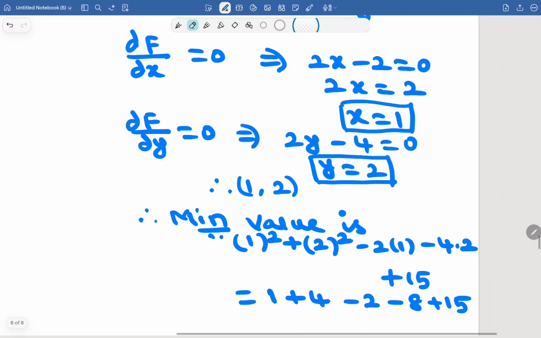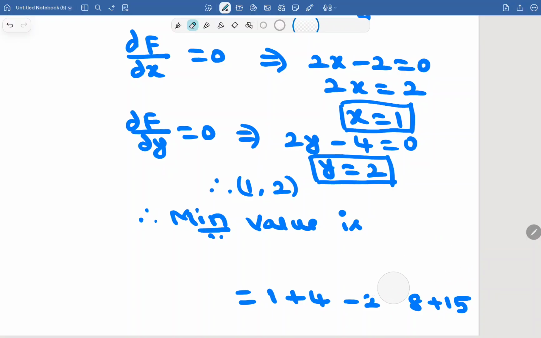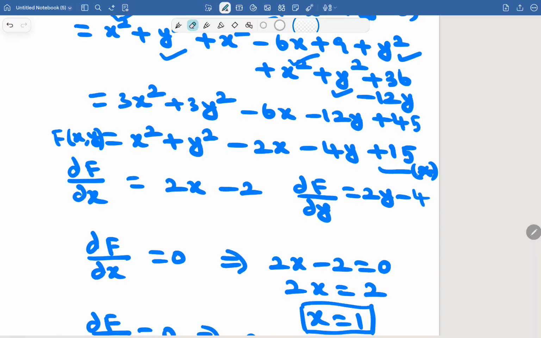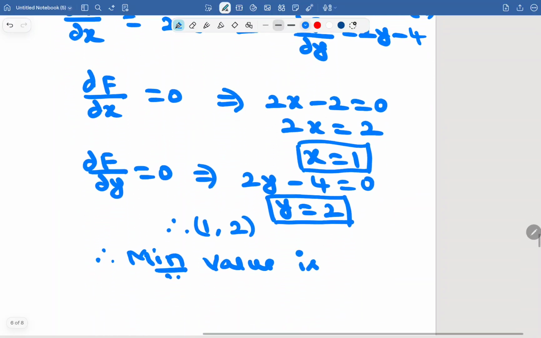One error. To find the minimum value, we have to substitute x equal to 1, y equal to 2 in the equation plus 45 plus 15, not in star, in 1. This is the equation we are dividing by 3. Therefore, substitute both x equal to 1, y equal to 2 in 1, not in star, to get the minimum value.